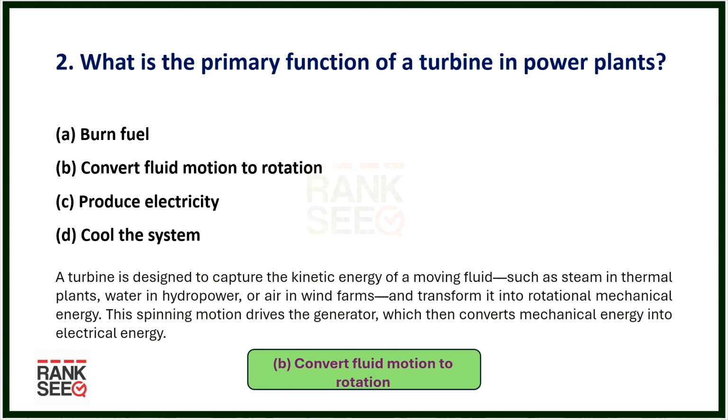water in hydropower, or air in wind farms, and transform it into rotational mechanical energy. This spinning motion drives the generator, which then converts mechanical energy into electrical energy. The turbine itself does not produce electricity. Instead, it acts as the mechanical intermediary between natural energy flow and electric power generation.